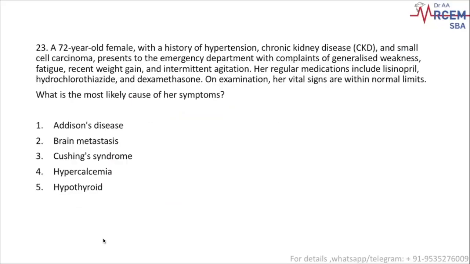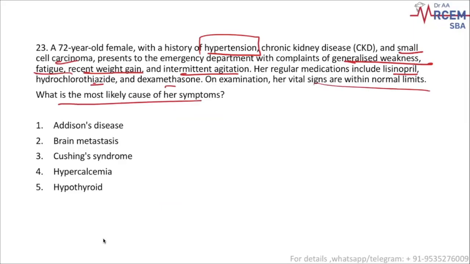A 72 years old female presents with hypertension, CKD and a small cell carcinoma. She presents to the emergency department with complaints of generalized weakness, fatigue, weight gain, and intermittent agitation. Medications include lisinopril, hydrochlorothiazide, and dexamethasone. On examination, the vital parameters are within normal limits. What is the most likely cause?